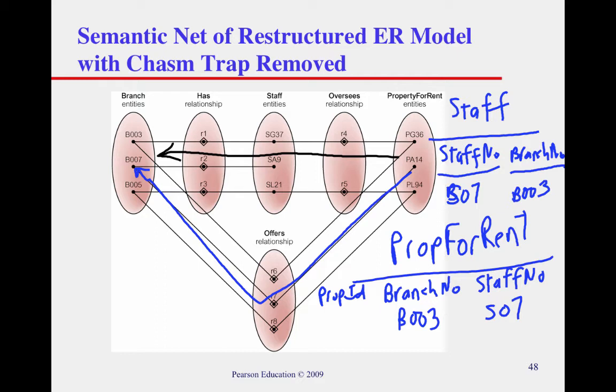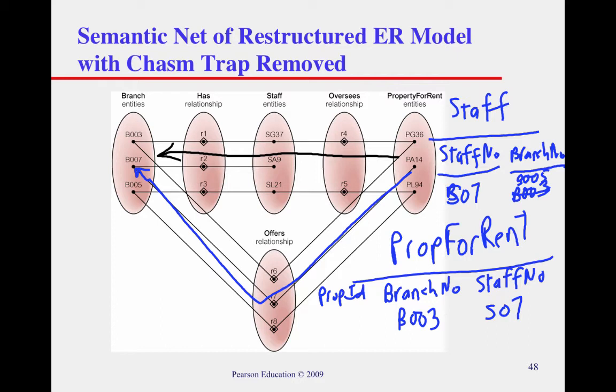And if the staff member moves, say, to branch B05, I might forget to update it in property for rent. I have to remember now to update it in both places. And remember, that was the whole point of the relational model, was to remove this kind of redundancy because it could cause inconsistency. So the book did not address this issue, that in fixing a chasm trap, you could be introducing inconsistency problems into your database. So there's a trade-off here.